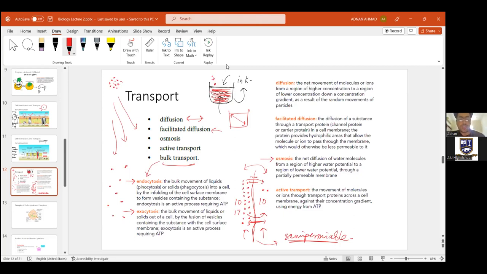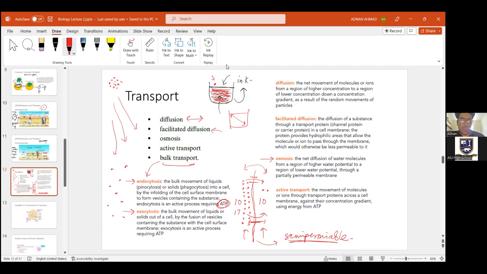Endocytosis is the bulk movement of liquids, pinocytosis, or solids, phagocytosis, into the cell by the infolding of the cell surface membrane to form vesicles containing the substance. Endocytosis is an active process requiring ATP. This is the molecule that provides energy, adenosine triphosphate.